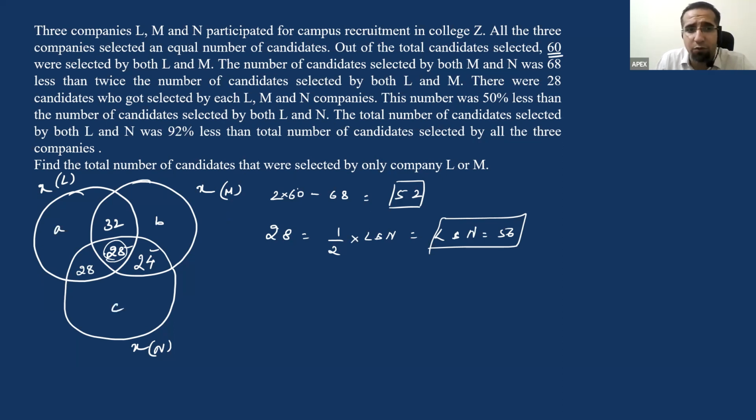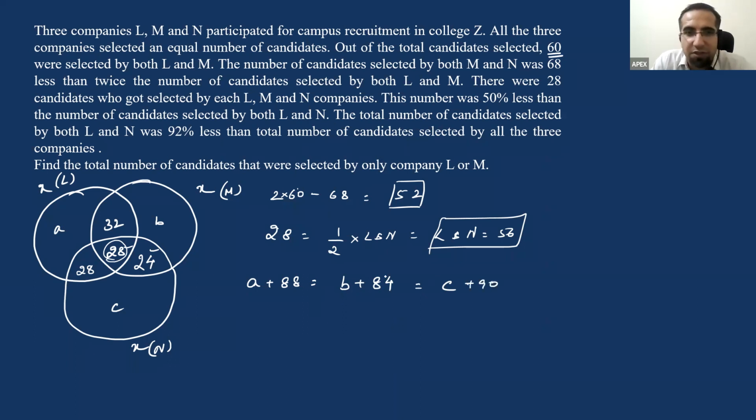What is the other information we have to use? All the 3 of them recruited the same amount. So 56 plus 32 is A plus 88, which is equal to 52 plus 32. 52 plus 32 is 84. That is B plus 84, which is equal to C plus, what's C? C plus 56 plus 24, that is C plus 90.